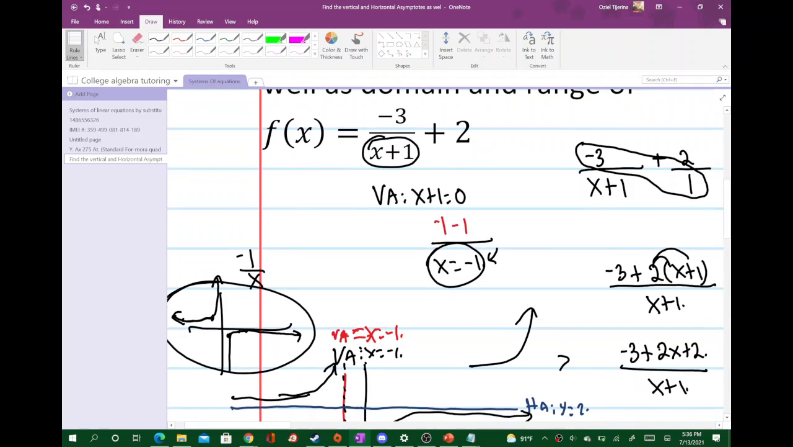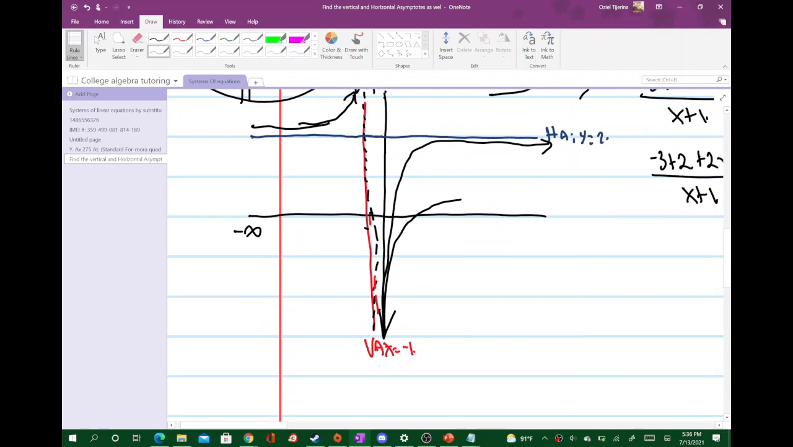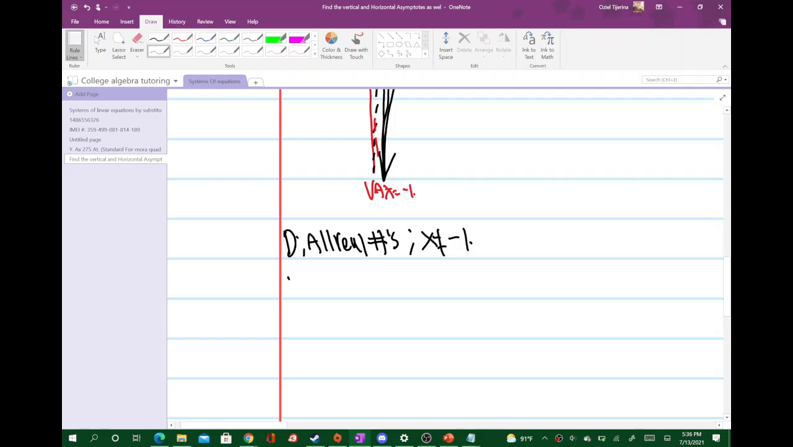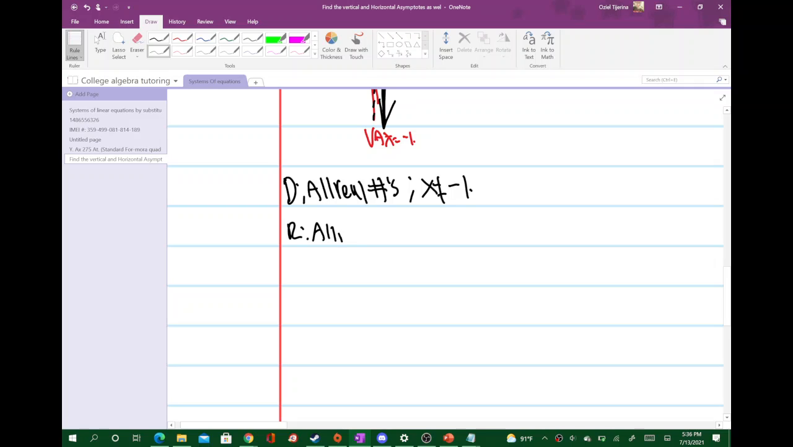Now, to find the domain and range, the domain, as you can see, goes from -infinity to infinity. But look at right here, it doesn't touch x equals -1. So basically the domain is all real numbers such that x does not equal -1. Now, the range is going to be all real numbers such that y does not equal 2.